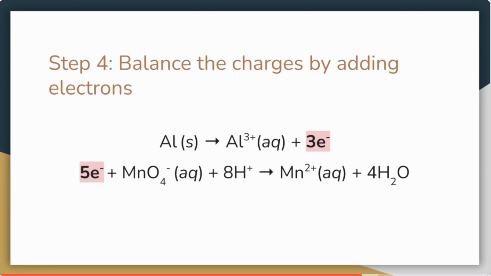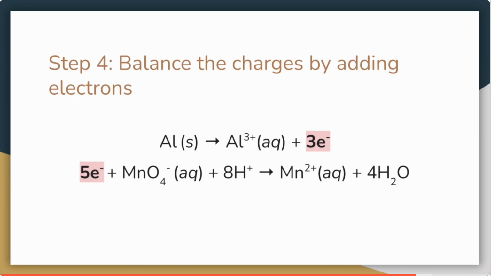For the second reaction, we know that the MnO4- compound has a -1 charge and the 8 hydrogen atoms have a +8 charge, meaning that the reactants together have a +7 charge. The products, on the other hand, have a +2 charge from the manganese ion and a net 0 charge from the water molecules, because water is always 0. Thus, we have a +7 on one side and a +2 on the other. We have to add 5 negative electrons to the reactant side so that -5 plus +7 equals 2, which is equal to the charge of the products.